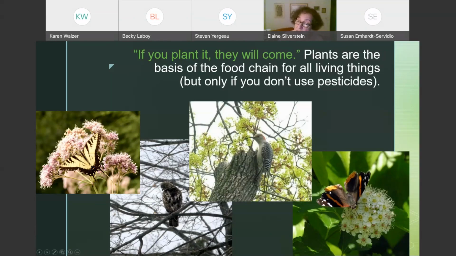So those red admirals are probably being born. They're emerging. Their caterpillars ate those nettles. They pupated there. They emerged as adults, and then they flew around to look for food, because every year when this blooms, these guys probably have just emerged and they come to nectar on it. So you need all of these pieces in place, and then you'll start to see this kind of web of life happening in your backyard.